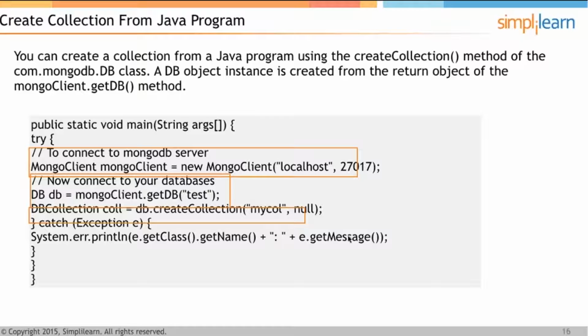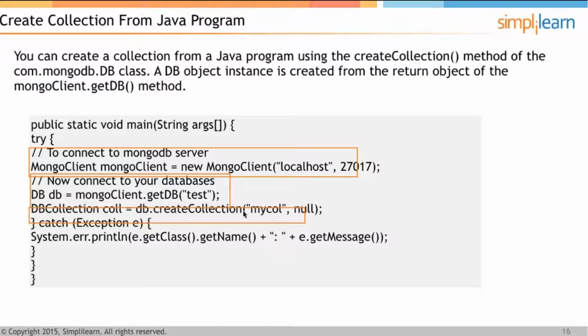So let's see how we can actually create a collection from a Java program. You can create a collection from a Java program using the createCollection method of the com.mongodb.DB class. That's from the package we imported. A DB object instance is created from the return object of the MongoClient.getDB method. You can see in the main method, it is just explaining what is actually being done.